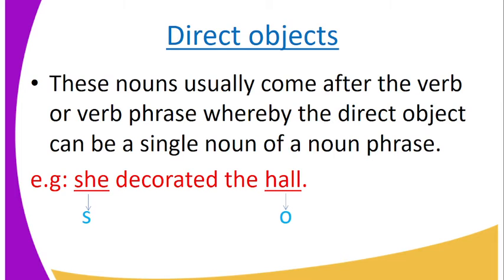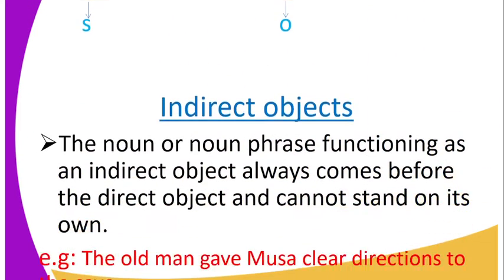For example, she decorated the hall. You can see we have our subject, which is she, and then our action is decorated. Then we have the hall. So the hall is our object, which is a direct object because it is receiving the action of decoration directly.